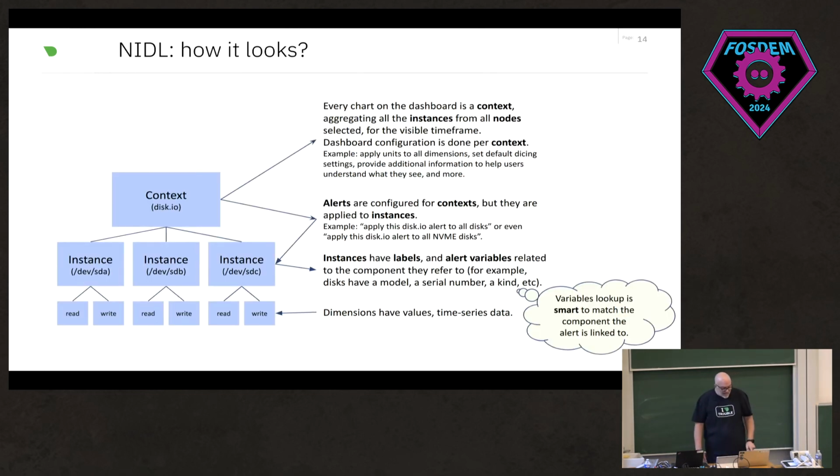So what this allows us to do is the following. The first thing is that it allows us to configure dashboards at the context level. So we don't care about the metrics anymore. In order to provide a meaningful dashboard, we only care about the context. Then it allows us to configure alerts per context which are applied to all instances. So we can say, hey, apply this alert to all NVMe disks, apply this alert to all Postgres databases, or apply this alert to all Postgres databases before version X or Y.